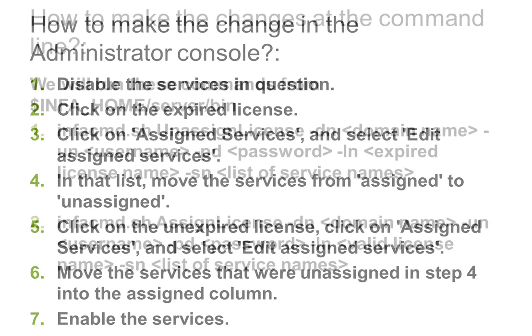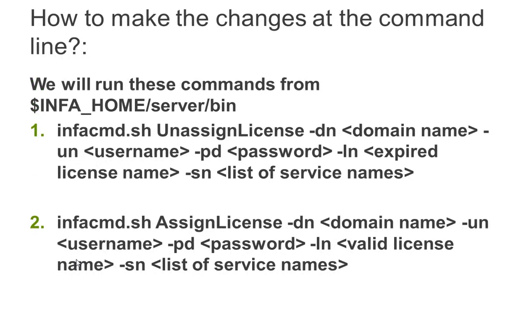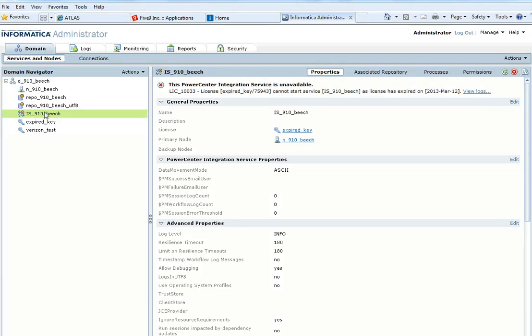That's quite a mouthful. So now let's have a look at how we would do that in real life. Here is a 910 domain that is running on Solaris, and on the left-hand side we have is_910_beach, which is an integration service. We have a key called expired key, and then we have another one called Verizon test. And yes, the expired key is in fact expired. And we see up here that the integration service did not start because it's been assigned to an expired key. It's almost like that happened on purpose.